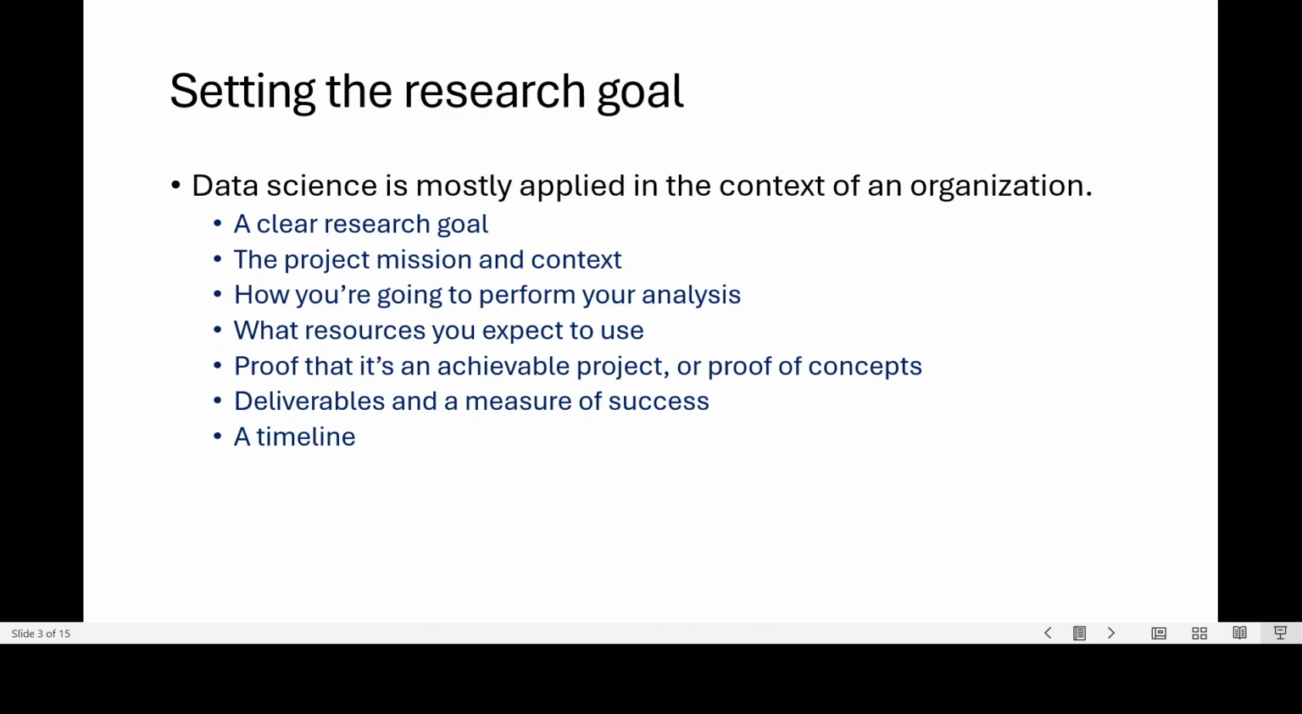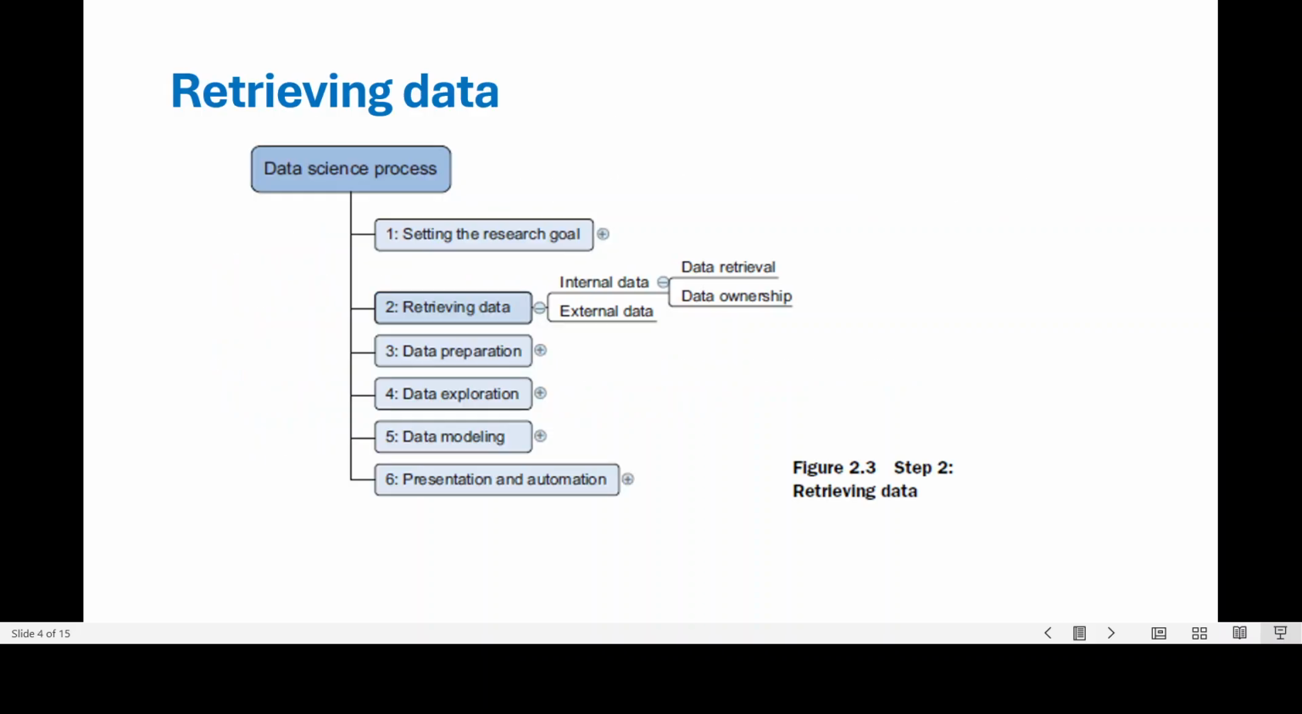For example, if a college wants to identify students who are likely to fail examinations, the goal, success criteria, and expected outcome should all be clearly specified before starting the project. Next, retrieving data. Once the research goal has been defined, the next step is retrieving data. Data can be stored in many different forms such as text files, spreadsheets, databases, cloud storage systems, or enterprise repositories. The objective of this stage is to gather all the data required to solve the problem. In most organizations, data collection begins with the internal data sources because they are readily available and often highly relevant to the project.